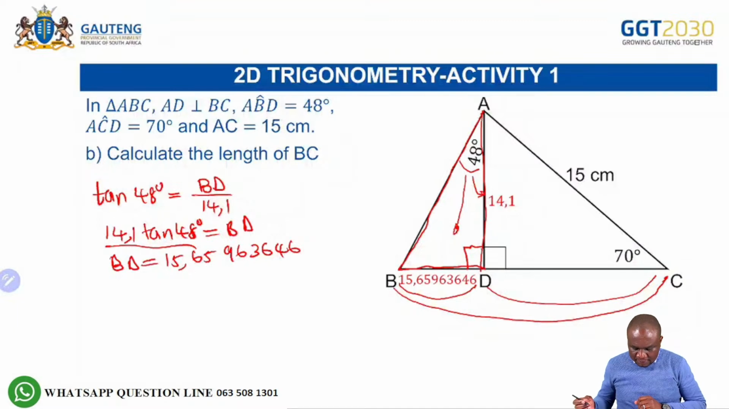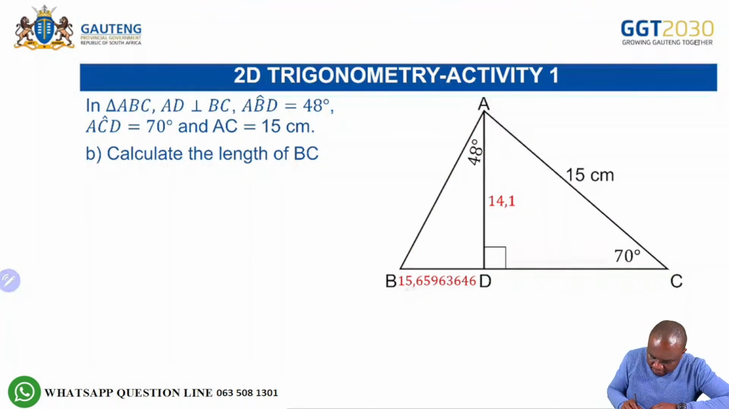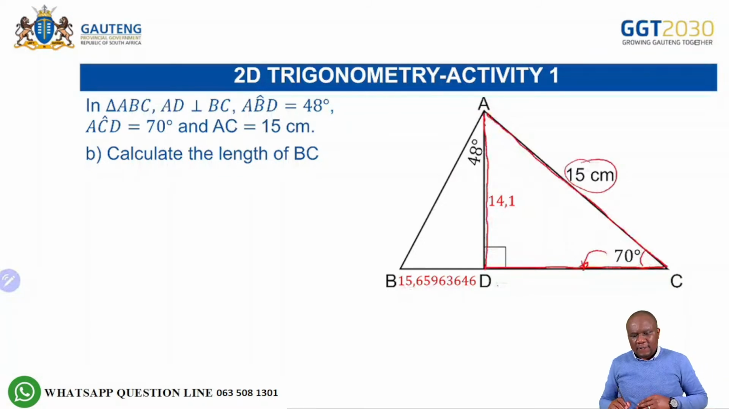Let's see if we have space. Yes, we have space. We've managed to find BD. Now we're finding DC. We're looking at this triangle. Our reference angle there is 70 degrees. So this is the adjacent side, and then this is the hypotenuse. So we're using the adjacent side and the hypotenuse. You can also decide to use 14,1, but if you're going to use 14,1, they need to be the opposite side and the adjacent side, so you're going to use tangent of the angle. But let's use this 15, that we were originally given.